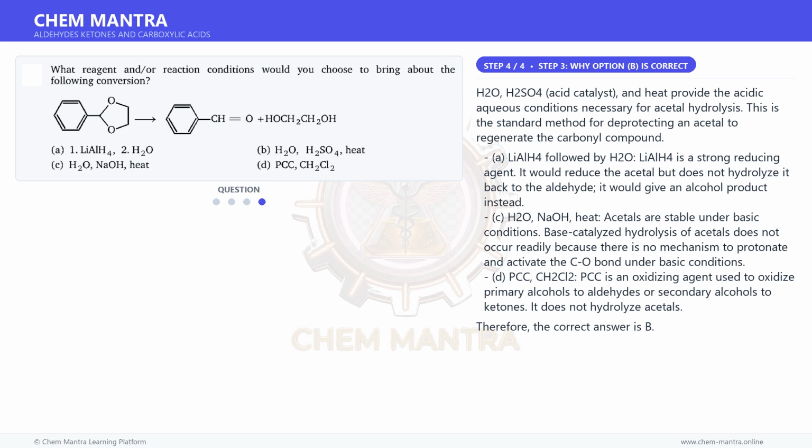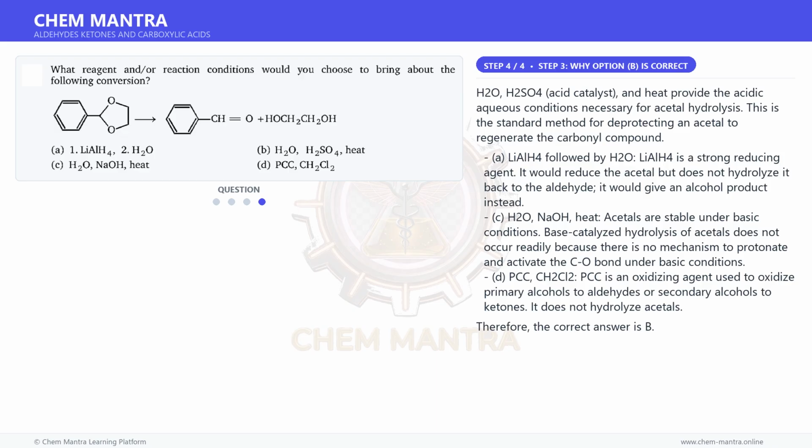A. LiAlH4 followed by H2O. LiAlH4 is a strong reducing agent. It would reduce the acetal but does not hydrolyze it back to the aldehyde. It would give an alcohol product instead.